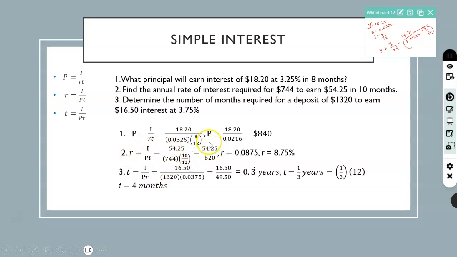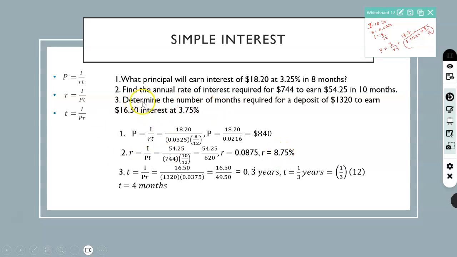You will substitute and calculate the same way as we did for the principal amount. You will calculate the whole denominator together and you will get 0.0875. Because it's a rate, you always have to express it as a percentage, so you will multiply it by 100 and write the value in percentage.